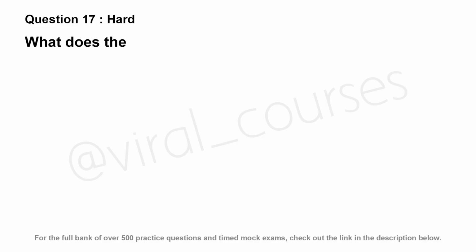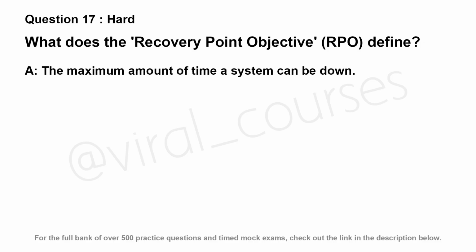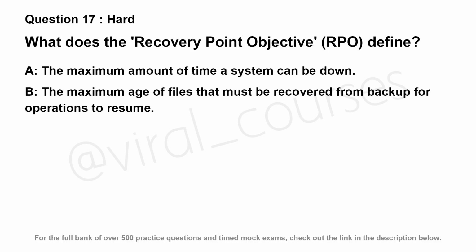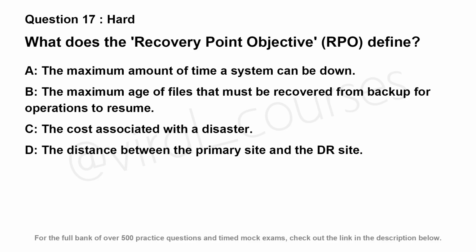What does the recovery point objective, RPO, define? Option A, the maximum amount of time a system can be down. Option B, the maximum age of files that must be recovered from backup for operations to resume. Option C, the cost associated with a disaster. Option D, the distance between the primary site and the DR site.